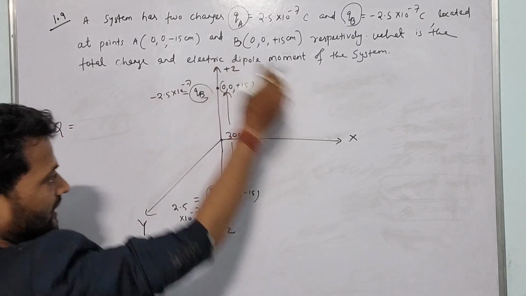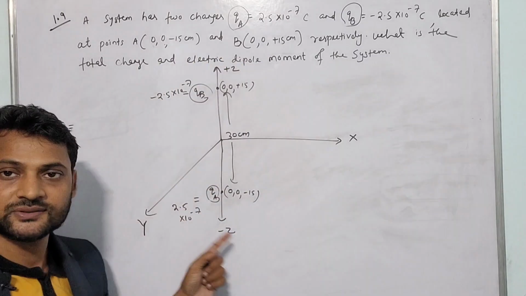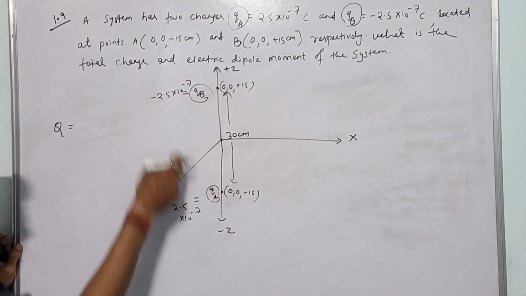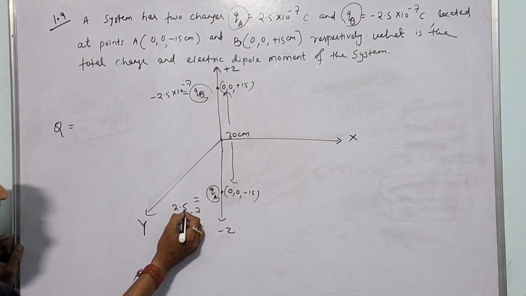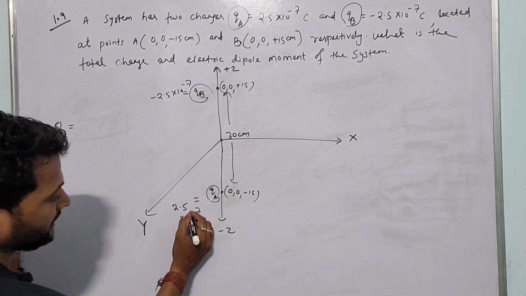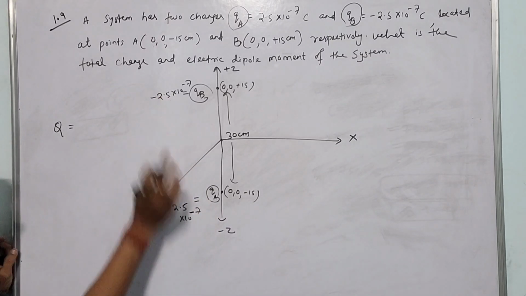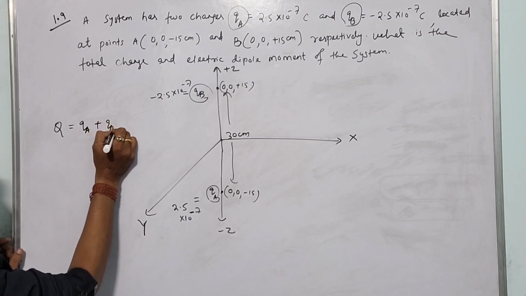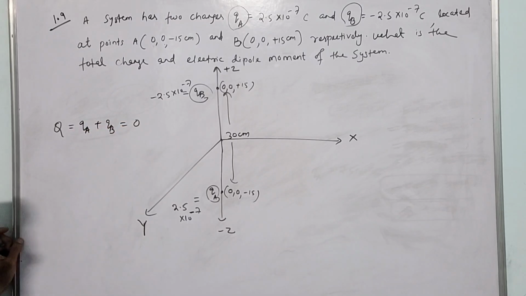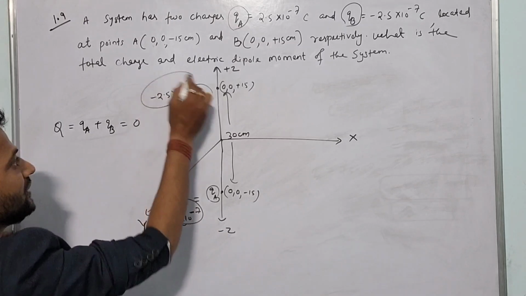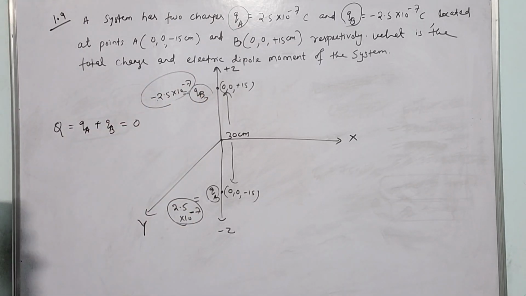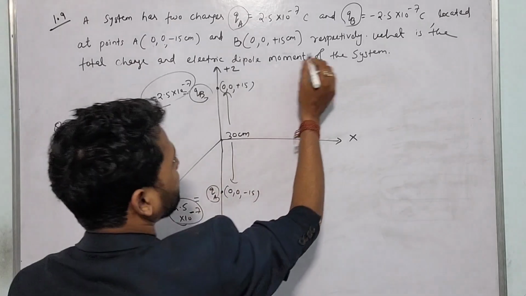As per the additivity principle, the net charge of the system is equal to the algebraic sum of individual charges. There are two charges having equal magnitude, but one is positive, the other is negative. What is the net charge? QA plus QB. That will be 0. The magnitude of both is the same, but one is negative, the other is positive. What is the net charge? 0. Clear? And the second bit?